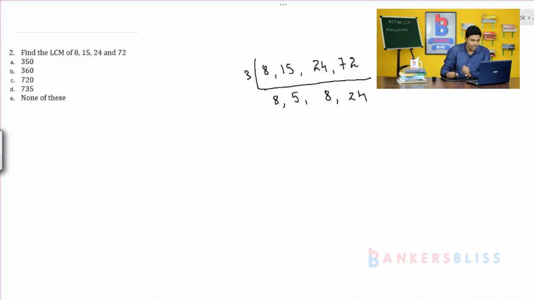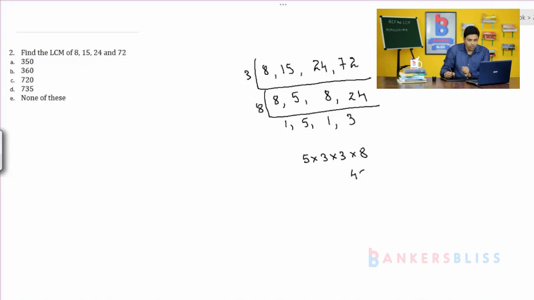Now you divide by 8. 8 1s are 8, 5, 8 1s are 8, 8 3s are 24. So 5 and 3 are prime numbers. So do directly 5 into 3 into 3 into 8, which is your LCM. 5 3s are 15, 15 3s are 45, and 45 into 8 you have to calculate.